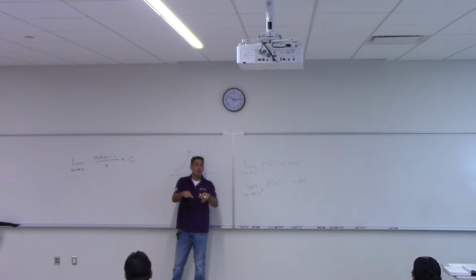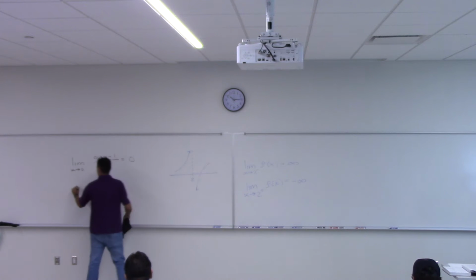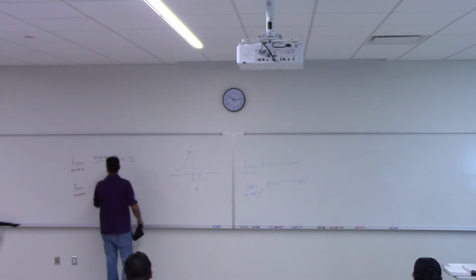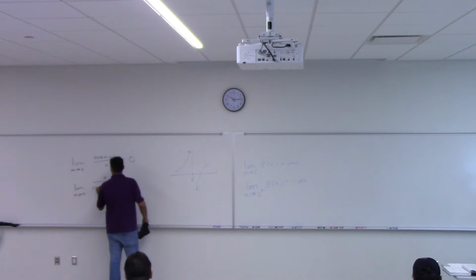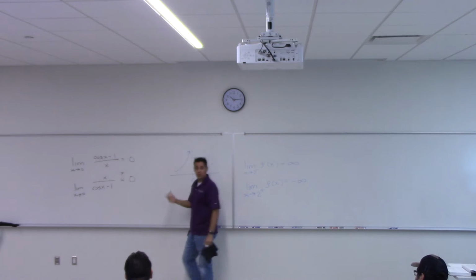Your question is, can we flip it over like we did with the sine? Would this be the same? Could you say limit as x goes to 0 of x over cosine x minus 1? Would that be 0? That's your question. And the answer is no.